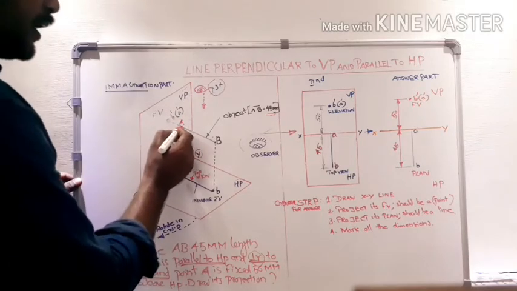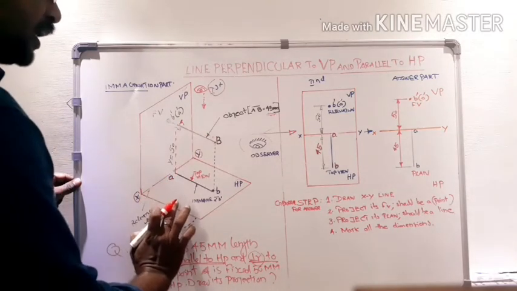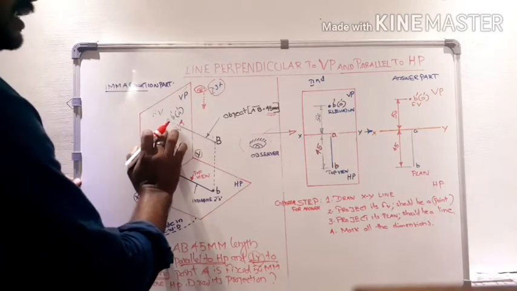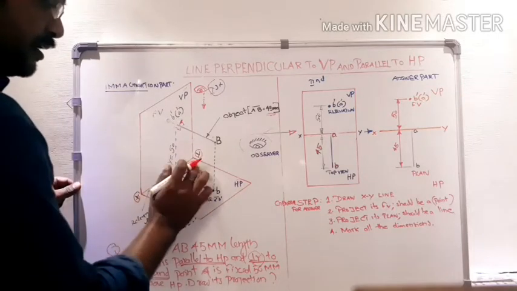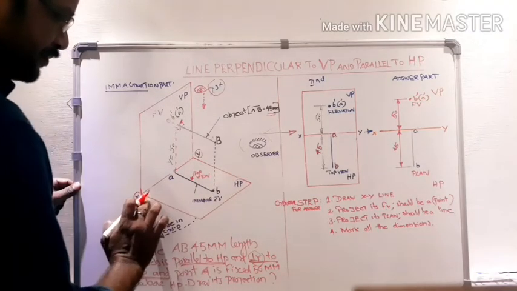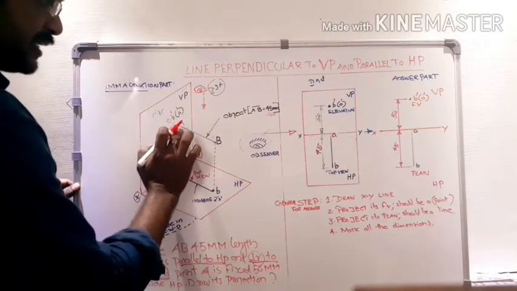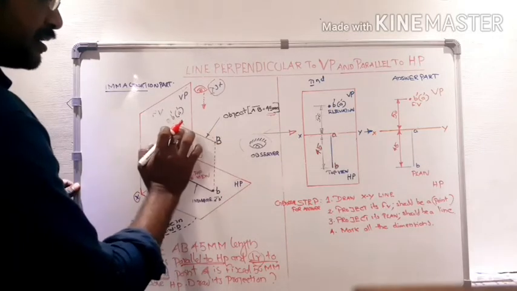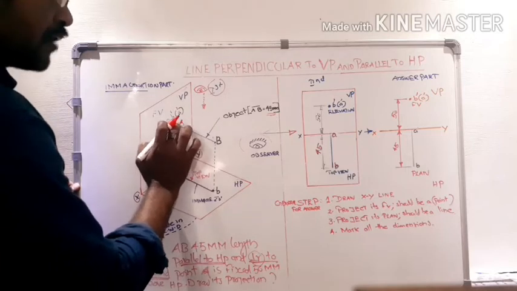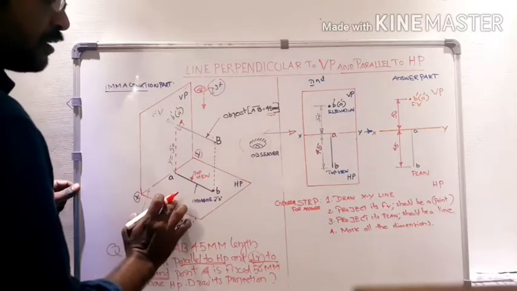Now, our object line AB is fixed parallel to the horizontal surface and perpendicular to the vertical plane. See, this is the edge of the horizontal plane. Compare line AB and this edge, we can definitely say that our AB is fixed parallel to the horizontal plane.